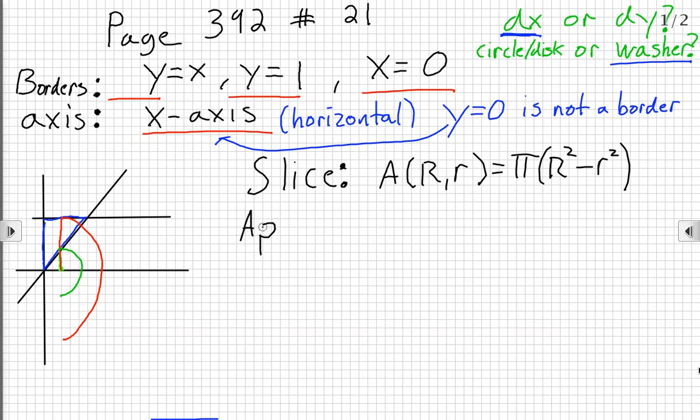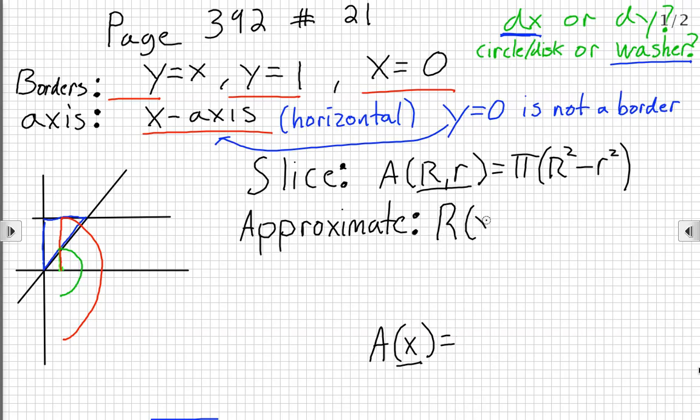The heart of every problem is the approximate step. Our goal is to produce an area equation again, but using x as our variable instead of big R and little r. In order to rewrite big A, we must first rewrite big R and rewrite little r.